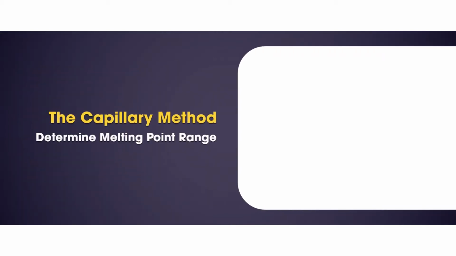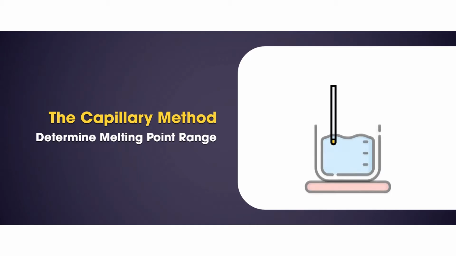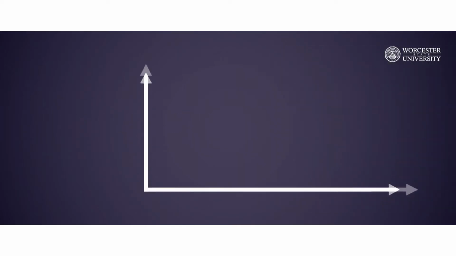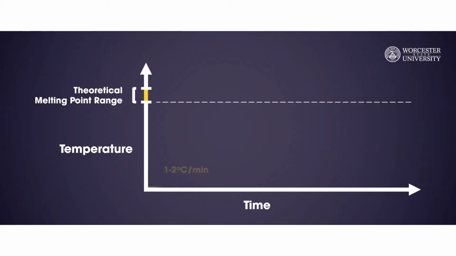The capillary method is one technique to determine melting point range. This method operates by placing a solid sample at the bottom of a capillary tube, then slowly heating the tube and recording the melting point range of the investigated sample. To get an accurate melting point range, you have to heat the sample at an extremely slow rate, at around 1 to 2 degrees Celsius per minute.